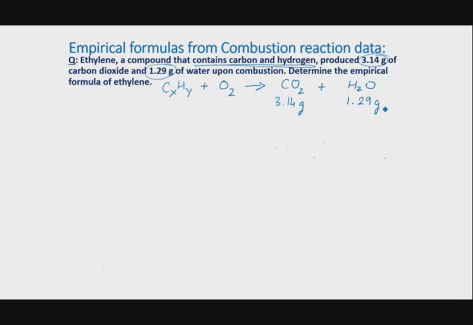Please once again remember that the empirical formula gives us the lowest whole number ratio of moles of elements in that compound. In other words, we need to figure out the lowest whole number ratio of moles of carbon and hydrogen in this compound to figure out the empirical formula. In order for us to figure out that, we need to first determine the number of moles of carbon and the number of moles of hydrogen. How do we do that?